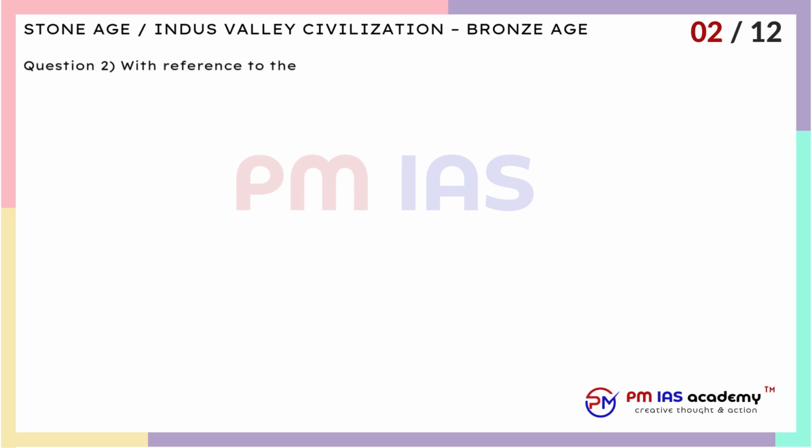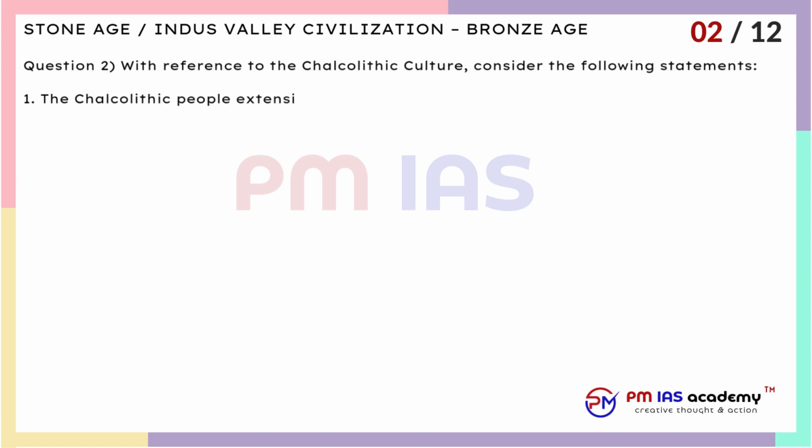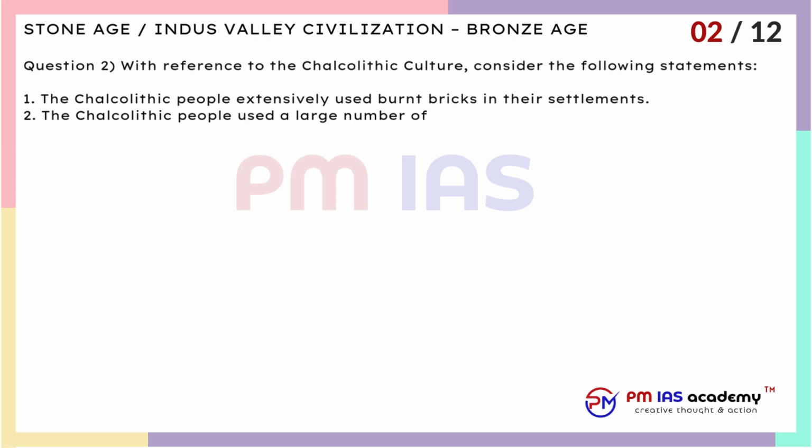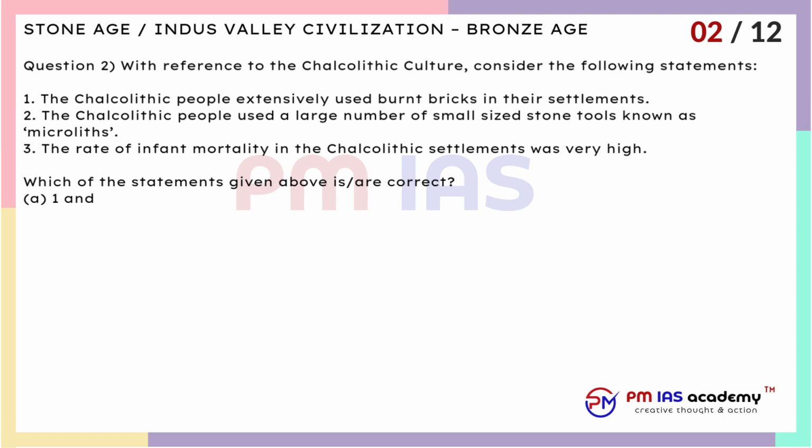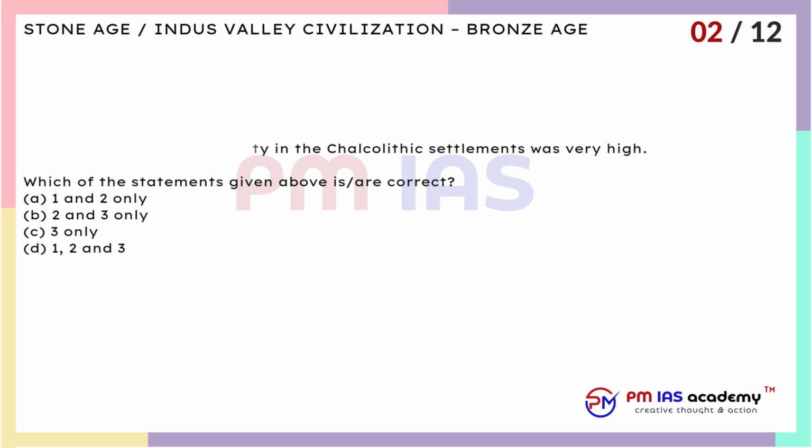Question 2. With reference to the Chalcolithic culture, consider the following statements. 1. The Chalcolithic people extensively used burnt bricks in their settlements. 2. The Chalcolithic people used a large number of small-sized stone tools known as microliths. 3. The rate of infant mortality in the Chalcolithic settlements was very high. Which of the statements given above are correct? A. 1 and 2 only. B. 2 and 3 only. C. 3 only. D. 1, 2 and 3.